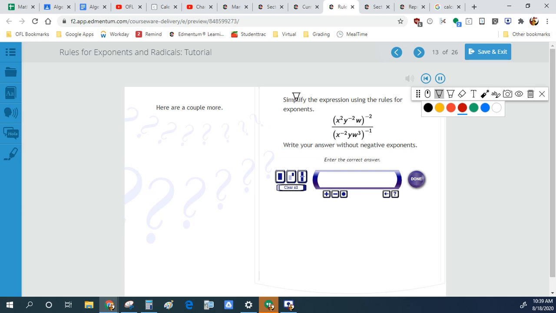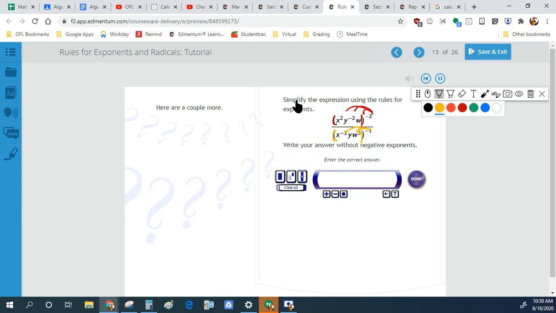So this next one, first rule we're going to do is we're going to want to distribute this -2. Notice how only the top is in parentheses. That means we're not going to distribute to the bottom. This one, we're only going to distribute to these.